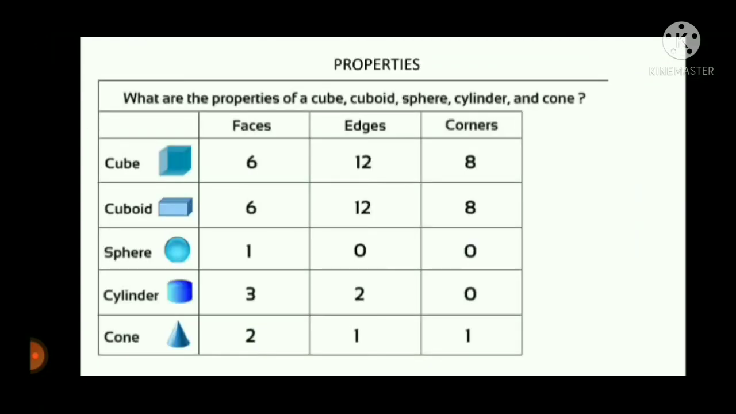Now, let us sum up what we have learned. In cube and cuboid, there are 6 flat faces. And in a sphere, there is one curved face. In a cylinder, there are 2 flat faces and 1 curved face. And in a cone, we have 1 flat face and 1 curved face. In a cube and cuboid, we have 12 edges. In a sphere, there are no edges. In a cylinder, there are 2 curved edges. In a cone, there is 1 curved edge. And in corners, in cube and cuboid, there are 8 corners. Sphere and cylinder have no corners and cone has 1 corner.